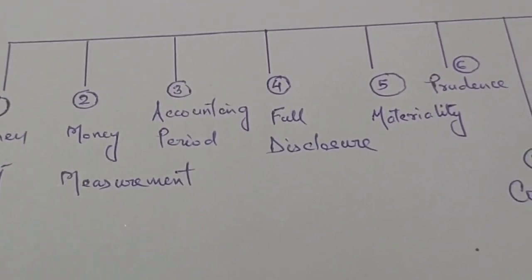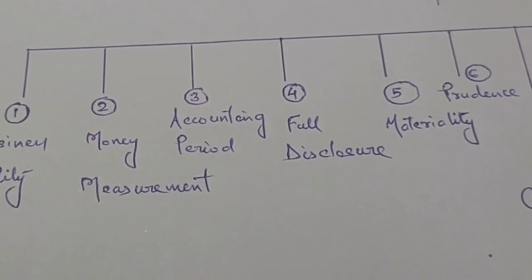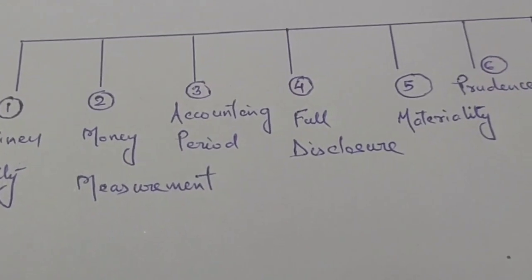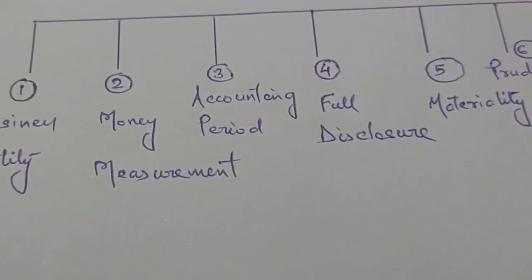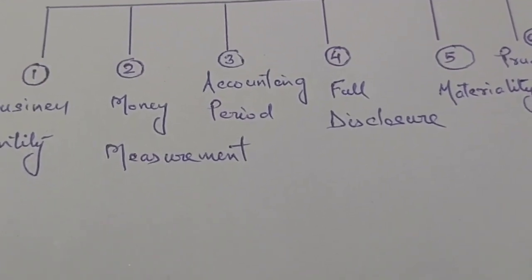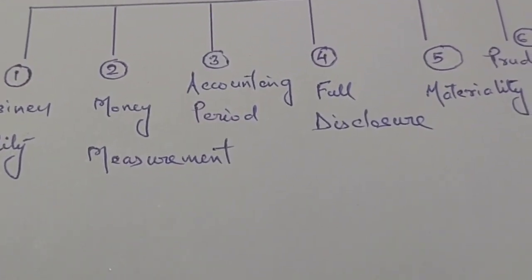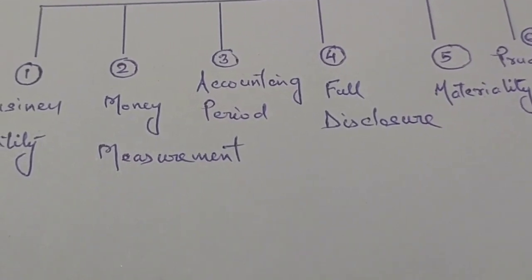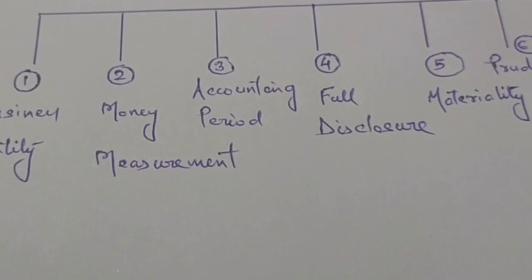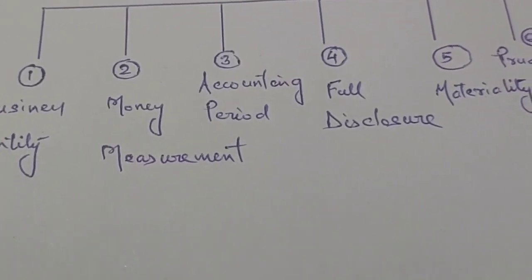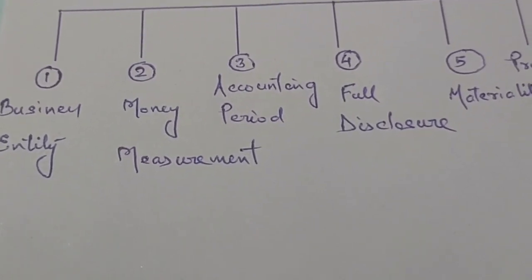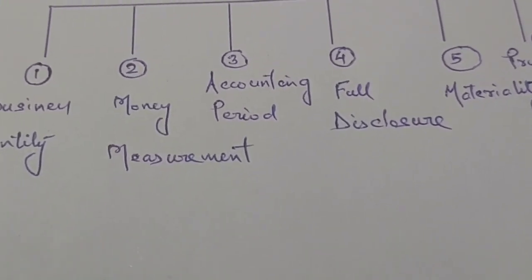Because of this concept, capital is treated as a liability for the business, and it is assumed that the business has borrowed money from its owner rather than from outsiders. Because of this concept only, interest on capital is allowed. Because of this concept only, any amount of goods or cash withdrawn from the business by the owner for personal use is treated as drawings, and interest is charged on drawings.